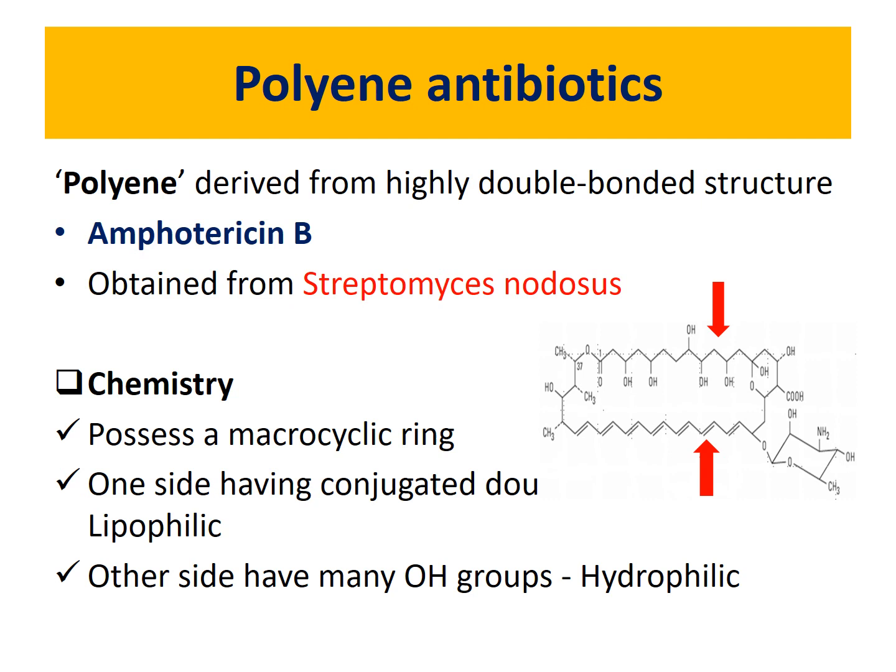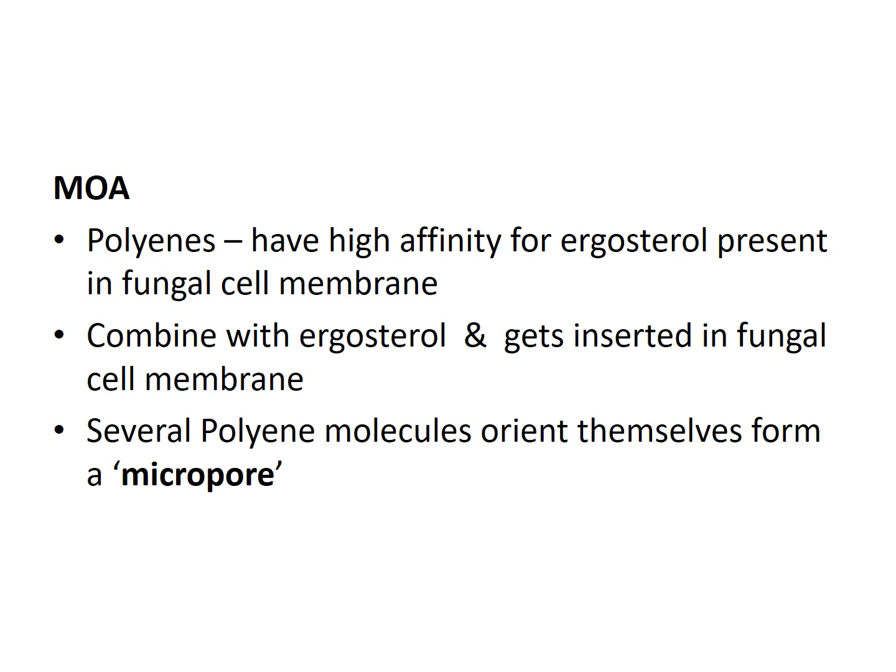When you look into the chemistry or structure of the drug amphotericin B, it has a macrocyclic ring, on one side having a conjugated double bonded structure, and on the other side it has OH groups, which are hydrophilic. So lipophilic on one side and hydrophilic on the other side. No need to know the structure in detail, but it has a macrocyclic, bigger size structure with the polyene group in it.